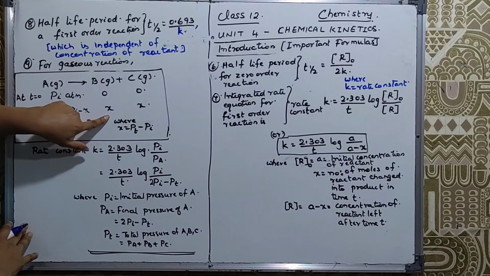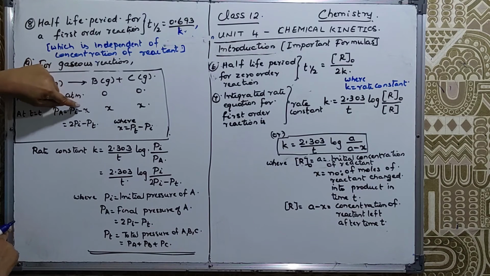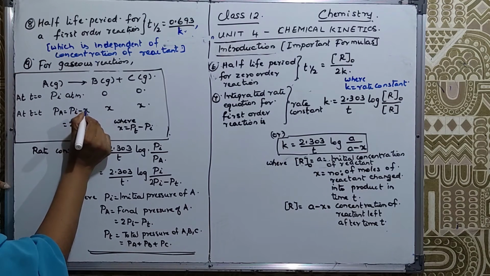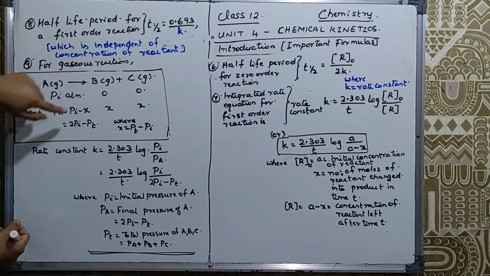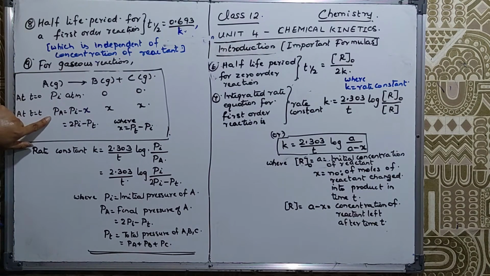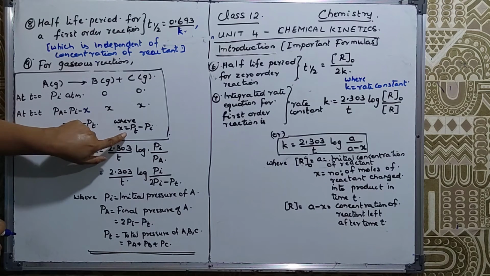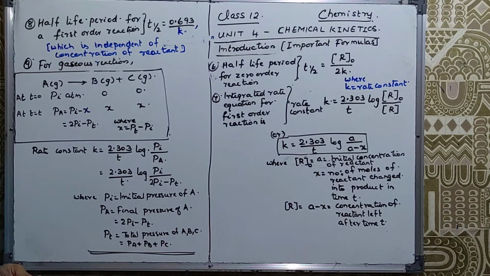So the pressure of B and C will increase. However much pressure is decreasing in A, that much pressure will increase in B and C. So the final pressure of the reactant Pa will be 2Pi minus Pt, where x equals Pt minus Pi, which we get by calculation. Here Pt is the total pressure.